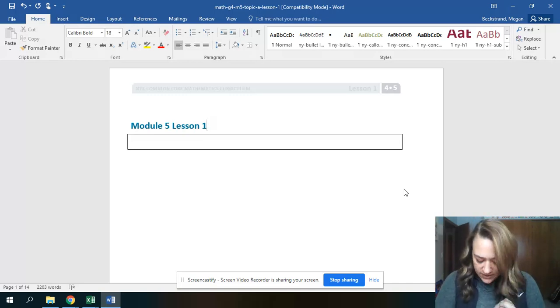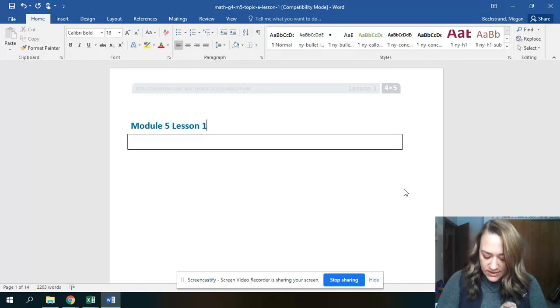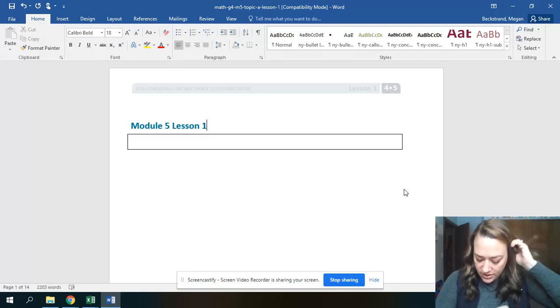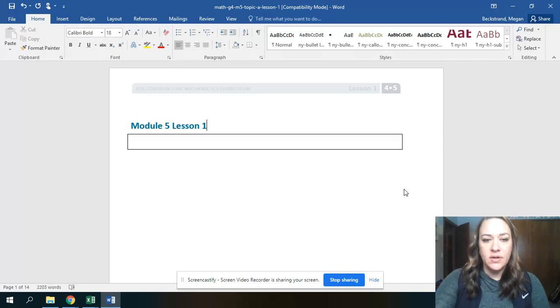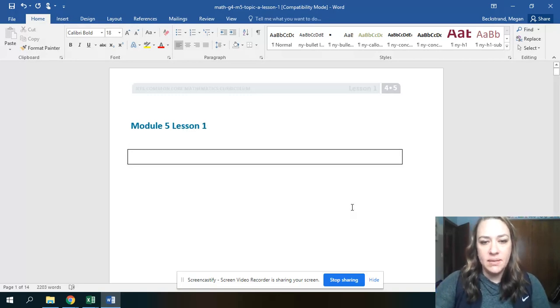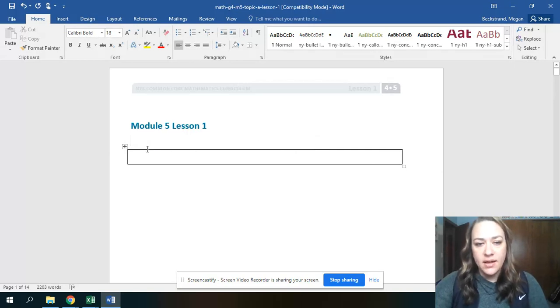And our first lesson, our objective is I will be able to decompose fractions as a sum of unit fractions using tape diagrams. So what that means is we are going to use this tape diagram that you see right here on your screen, and we are going to decompose that or break that apart to understand fractions.